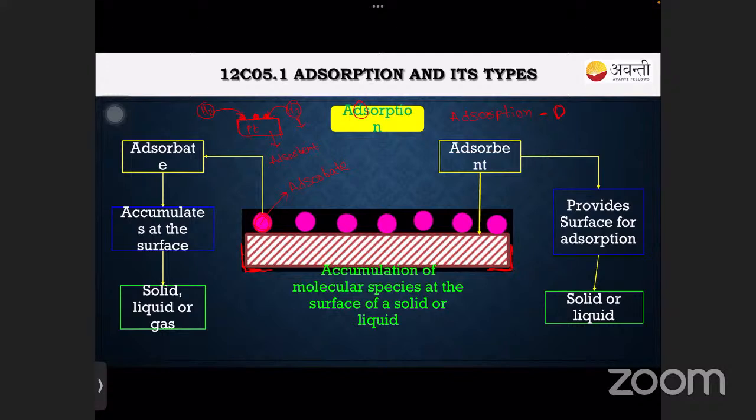The adsorbent provides the surface for adsorption, and it may be solid. You can see here hydrogen is adsorbed over platinum, which is a solid. Or sometimes, like in a cool drink, let's say we are taking a gas and providing it into a liquid. There the liquid will act as the adsorbent. The gas in both cases is the adsorbate, which is accumulated at the surface of the adsorbent. The adsorbate may be solid, liquid, or gas, whatever it is, adsorbing over the surface.